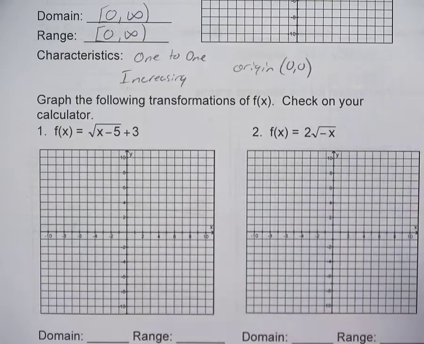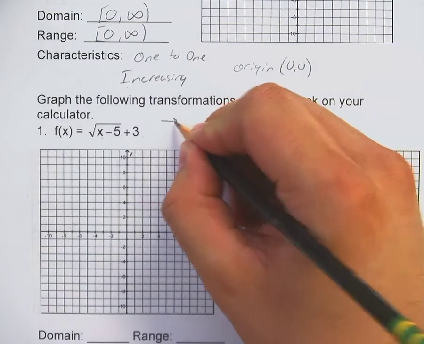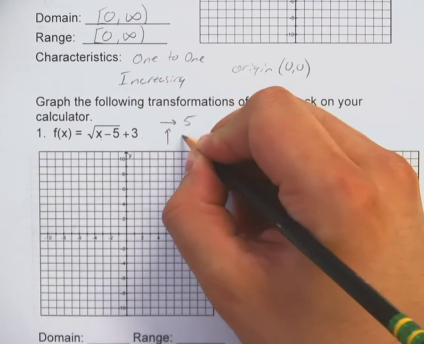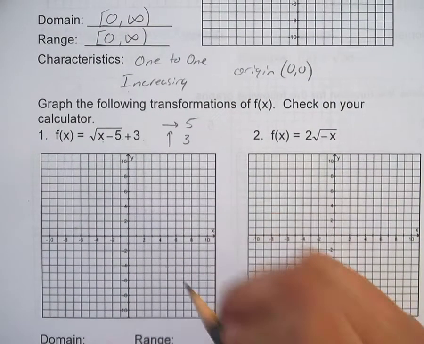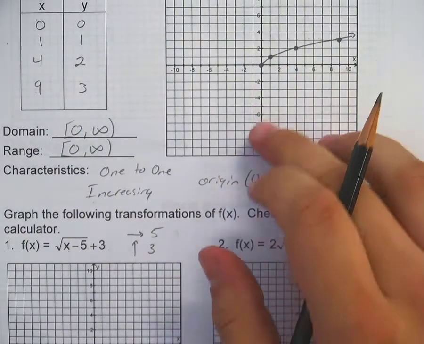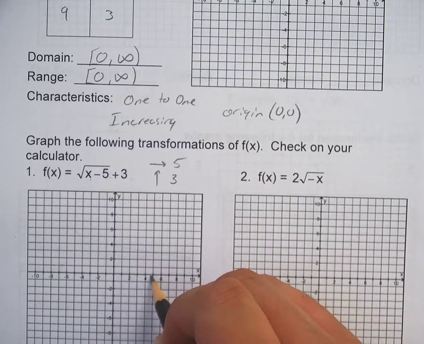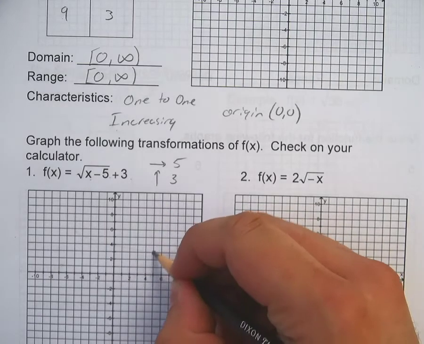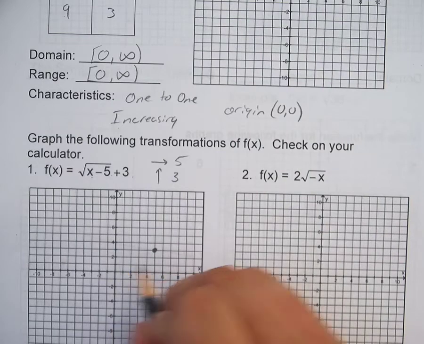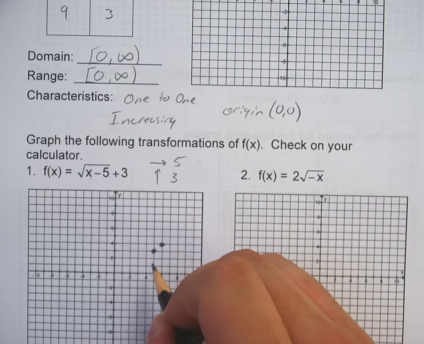So down here, a couple of graphing situations. We're going to take the square root of x, move it right 5, and up 3. So what I can do is actually take these same points and move them right 5 and up 3. So if I start here at 0, 0 and I go right 1, 2, 3, 4, 5 and up 3, here's my new point. And then I can take the point 1, 1, go right 5 and up 3, here's my point. I can take the next point, 4, 2.